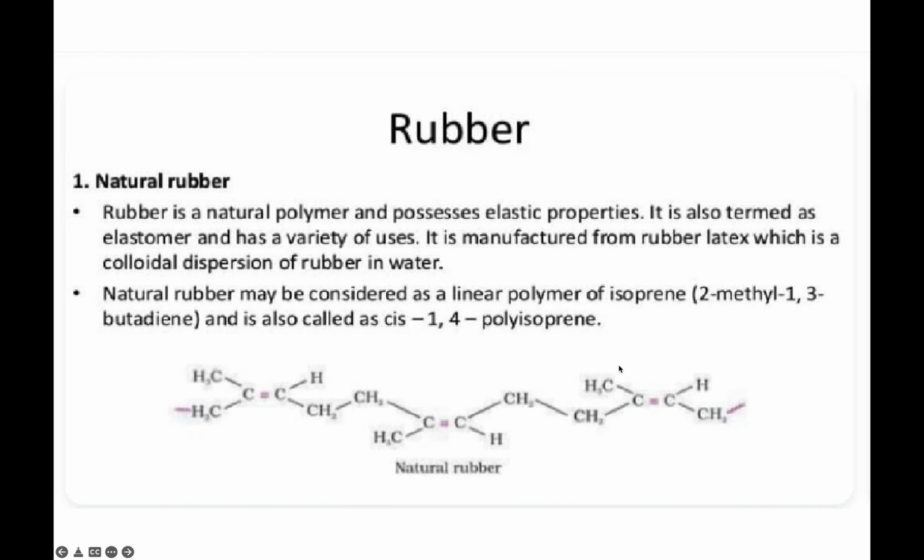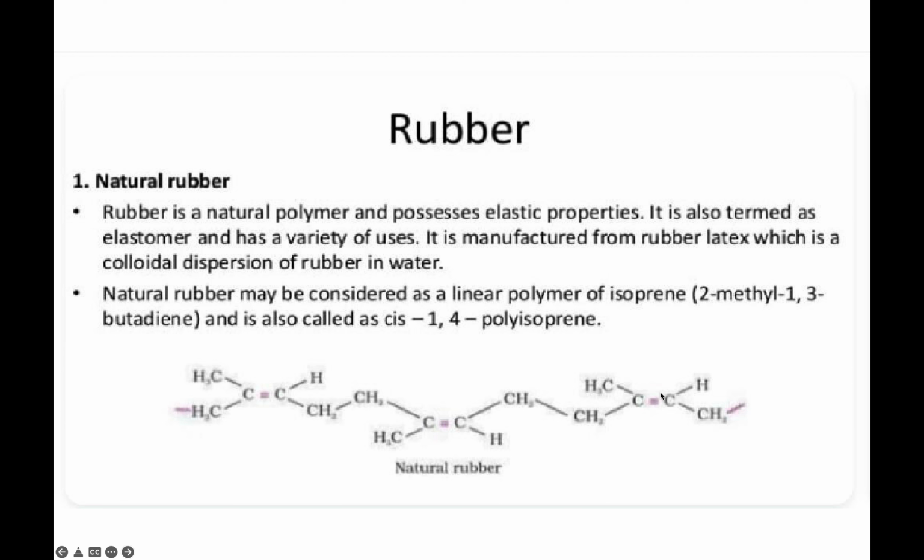Rubber, as you all know, is a natural polymer. It has got elastic properties, so we can also call it an elastomer. It's having lots of uses. It is manufactured from rubber latex, which is a colloidal dispersion of rubber and water. And the latex, from where do you get the latex? From the bark of the rubber tree. Normally it is found in India, Sri Lanka, Indonesia, Malaysia, South America and all that. So natural rubber is actually a linear polymer of isoprene and is also called cis-1,4 polyisoprene.